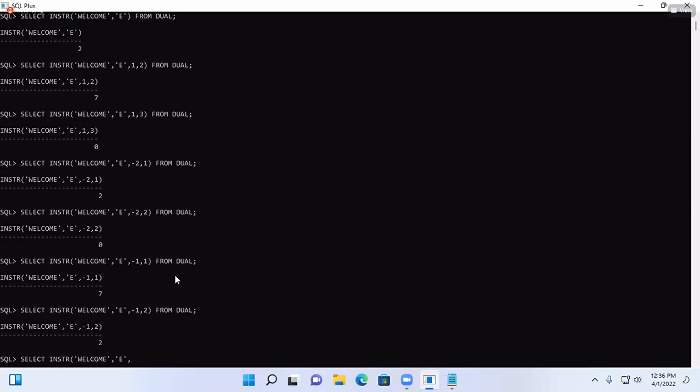Suppose I give -1 comma 3. What happened? -1 means E. From here, which occurrence? The third occurrence. This is the first occurrence, and the second occurrence. But is there any third occurrence? No. So that means 0. Okay? One more time, you should also practice at your home. Then you will get some idea.